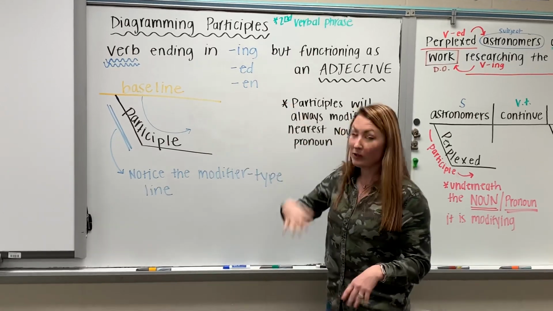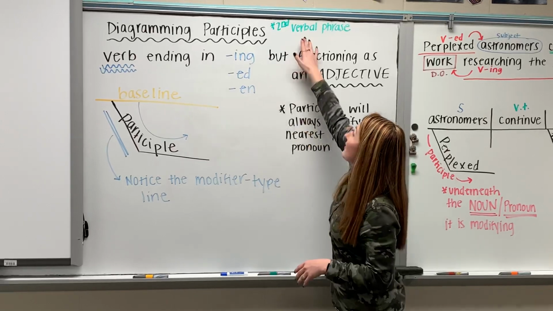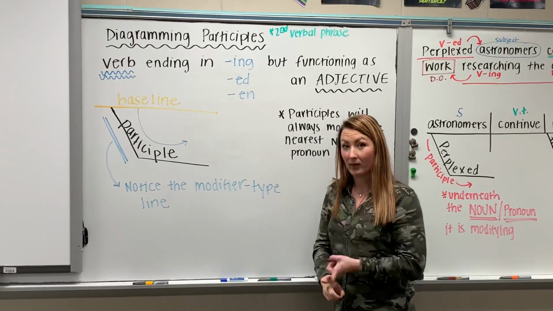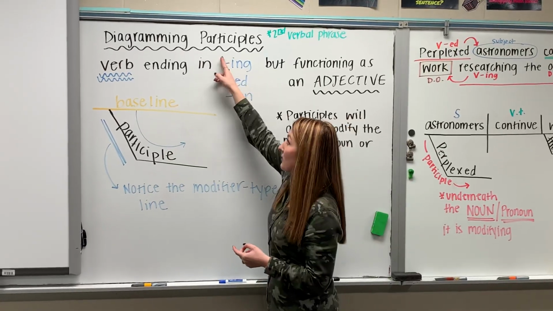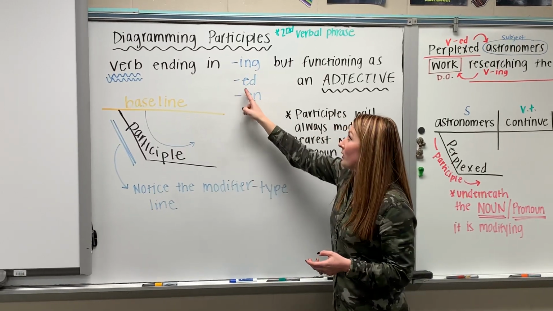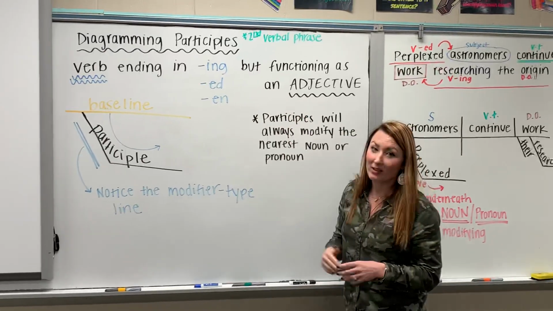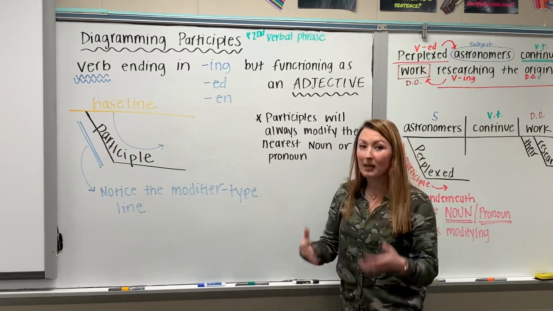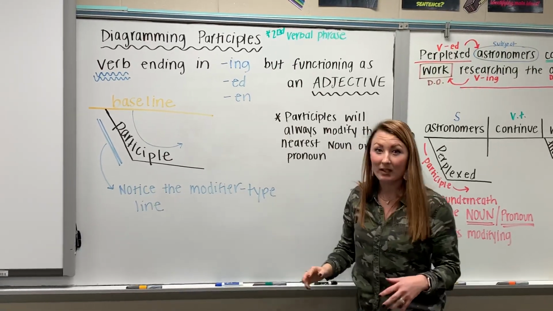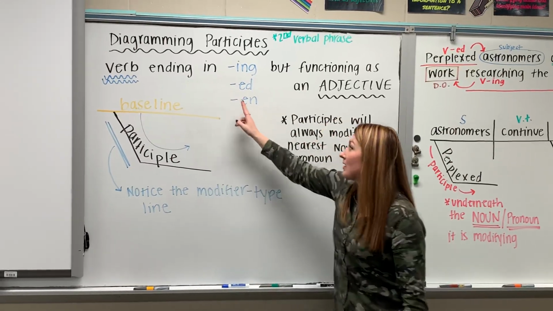Diagramming participles. If you looked at your phrase charts, which you should have, they're on the lesson plans links. This is our second verbal phrase. So we've studied infinitives, which is to plus a verb. And then participles, just as a review, is a verb ending in either ing, en, or ed, but they function as an adjective. So make sure you can still pick out those verbs, but really look for these endings.